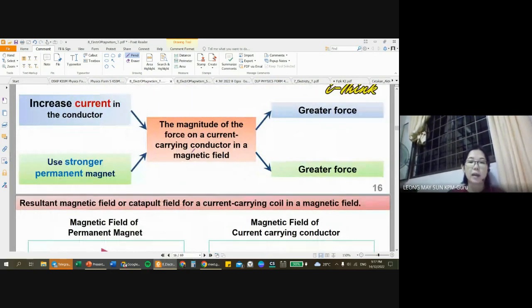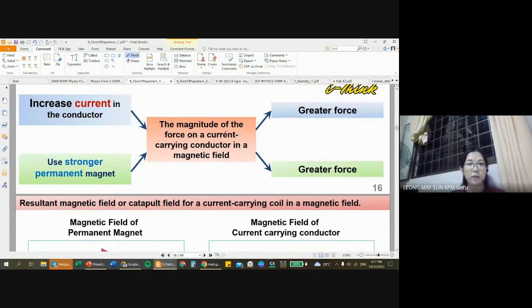Now, factors that affect the magnetic field, all right, the magnitude. You have to increase the current. Increasing the current will create a greater force. If you use a stronger permanent magnet, you will also get a greater force.